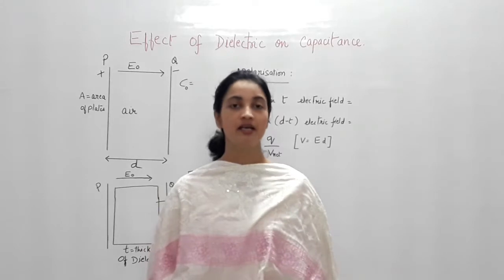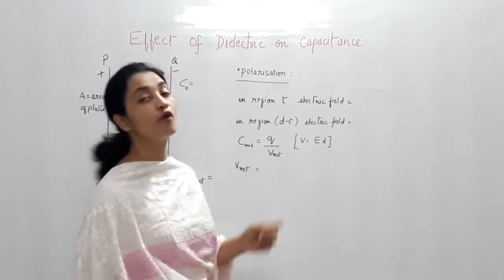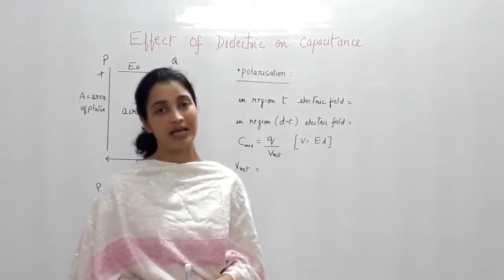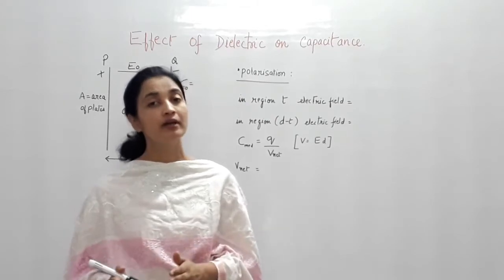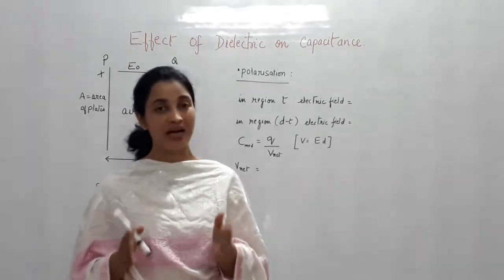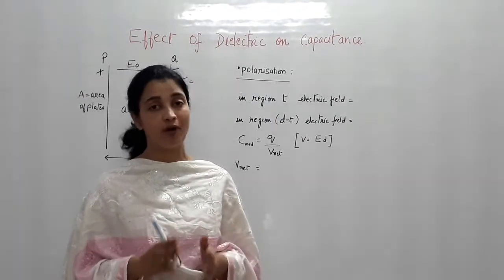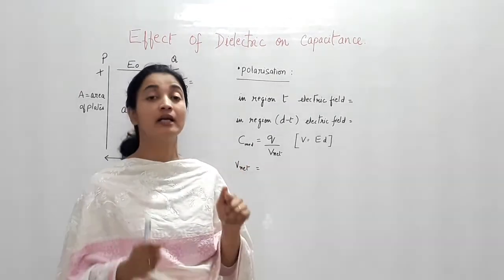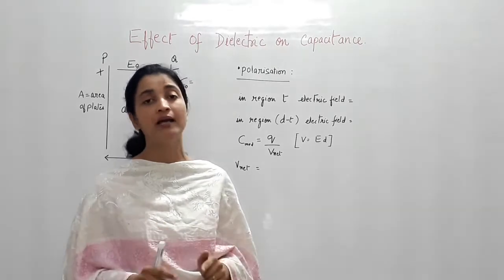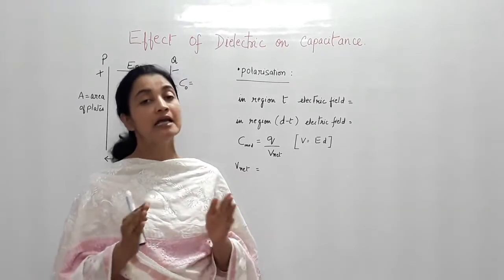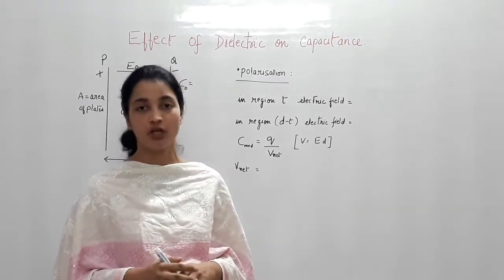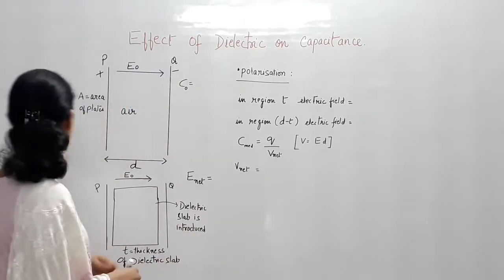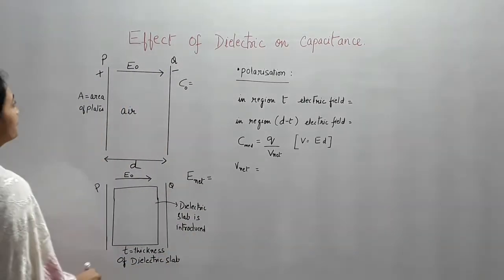Today we will study the effect of dielectric on capacitance. Earlier we have already covered capacitor plates with air or vacuum in between. Now today we will see what happens when a dielectric slab of dielectric constant K is introduced between the plates of the capacitor. So let's start our understanding of the topic.